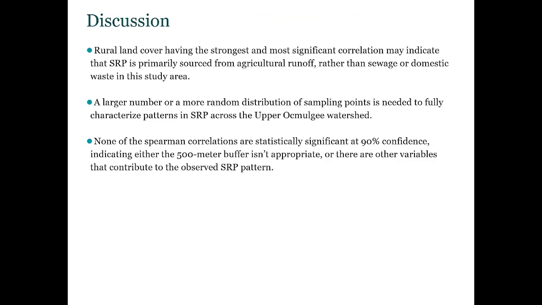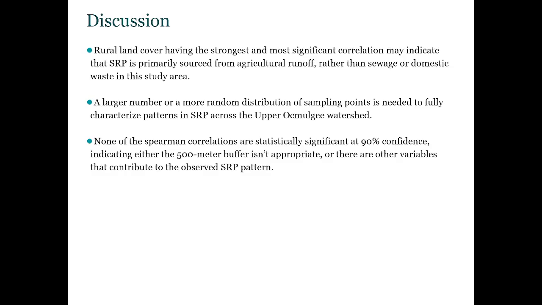Now, when we're thinking about the interpretation of this data, we're seeing that rural and agricultural land cover is the most significant, which could indicate that the SRP is primarily sourced either from simply natural sources or from agricultural runoff, at least in terms of that anthropogenic input. However, if we really want to fully characterize the patterns we see in SRP, we need either a larger number of sampling points or a bit more of a random distribution rather than the two clusters that we saw in my data set.